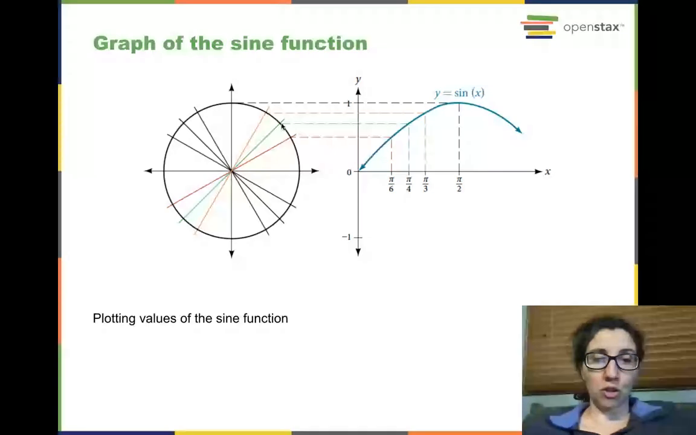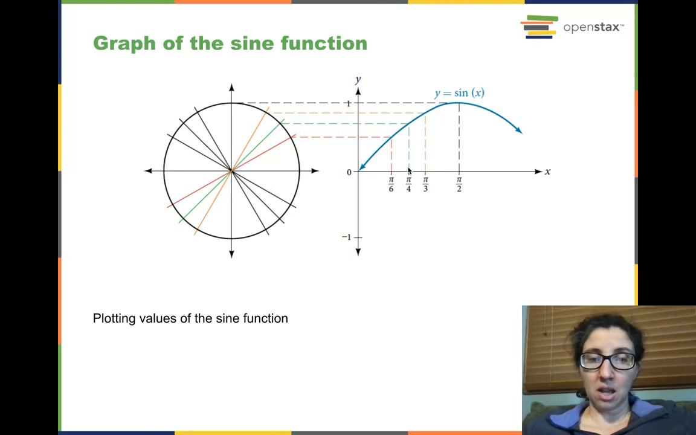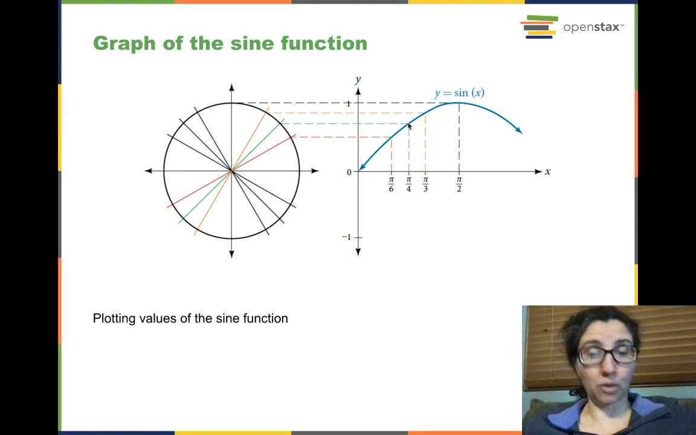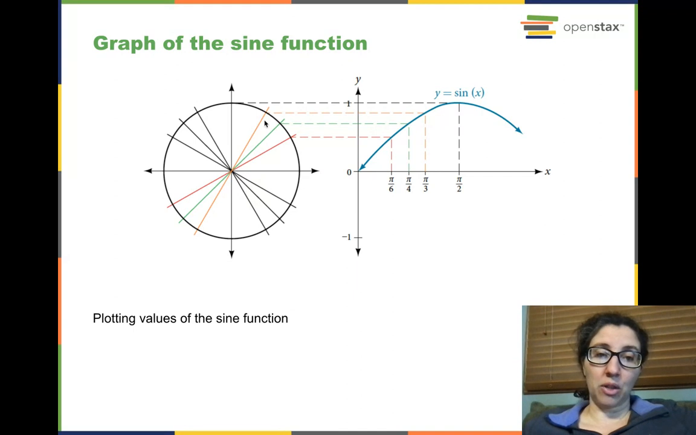All right, there's pi fourths. The height, we'll bring it over here with that little orange or green dotted line, pi fourths. So this is sine of pi fourths, which is square root of 2/2. Here's pi thirds. Let's bring that over. Here's sine of pi thirds, which is square root of 3/2.